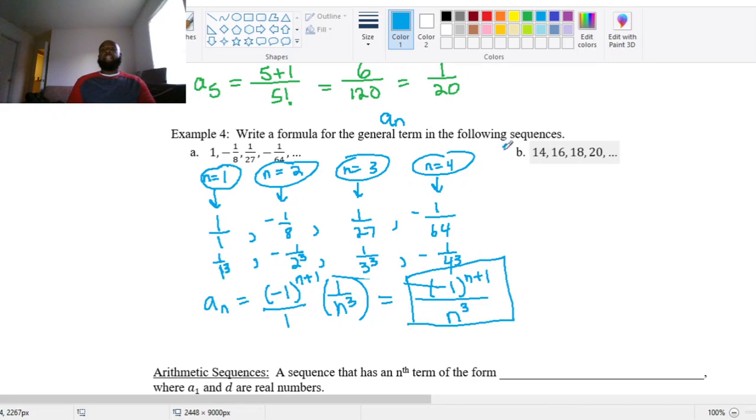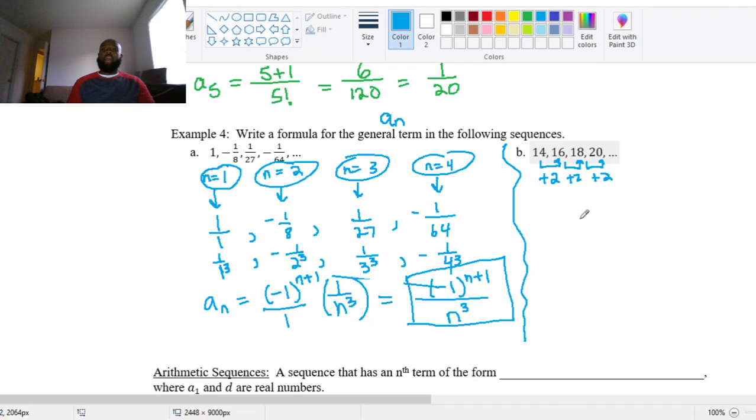All right, let's go to part B here. I have 14, 16, 18, 20. Oh, these are my even numbers, right? I know these are even numbers because they're divisible by 2. And if you notice here, of course, if we have even numbers, we're adding 2 each time, right? So this is like a linear function, to be honest with you, with a slope of 2.